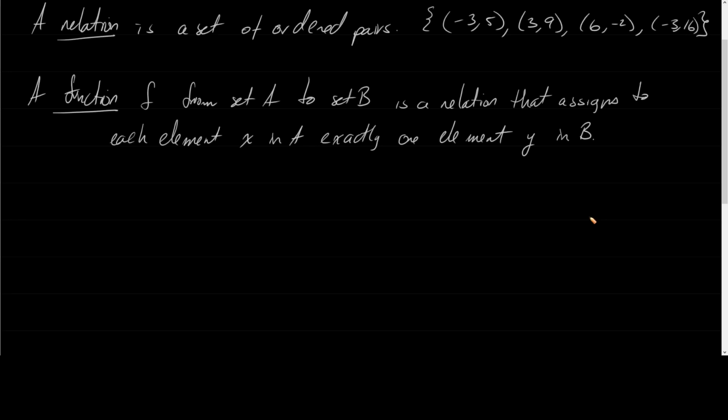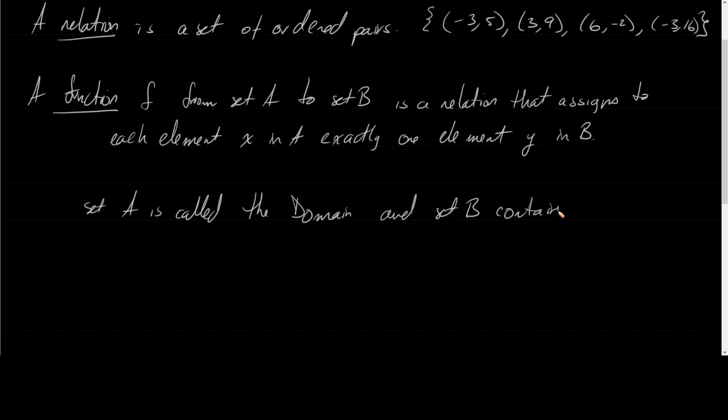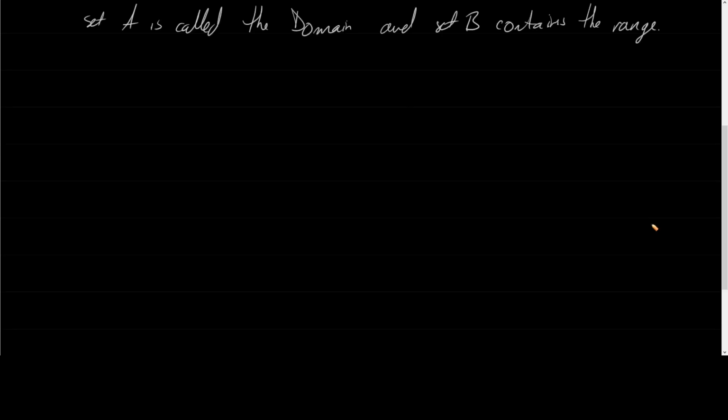In here, set A is called the domain, and set B contains the range. Notice I'm not saying that set B is the range; it just contains the range. We'll see what we mean by that in a second. So first, let's get some diagrams here.